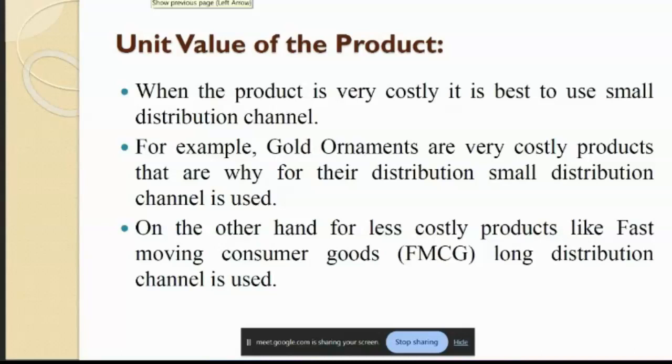For example, gold ornaments are always sold through a very small distribution. Either the manufacturer directly sells it from their own stores or gives it to very few stores. On the other hand, if you have very less costly products, for example a shampoo, a toothpaste, or a deodorant, these are convenience-based products, and mostly they require a long distribution network so that they can reach everyone. That is why you will always use a long distribution channel. So the first factor you need to consider is the unit value of the product.